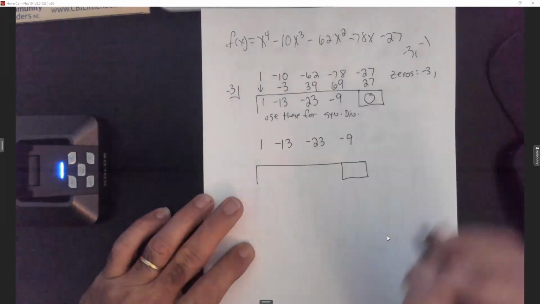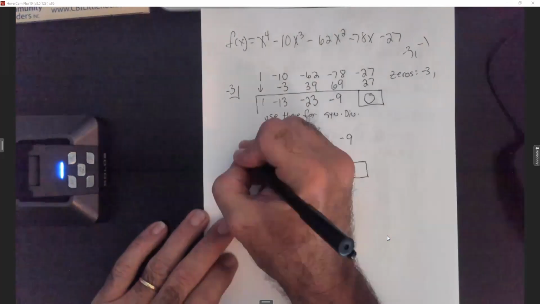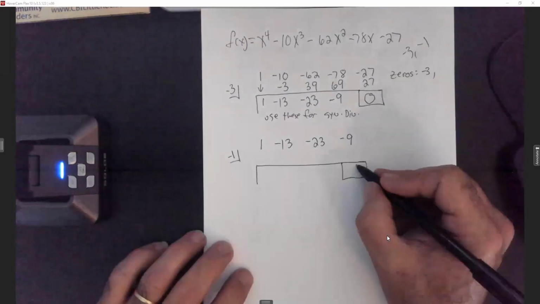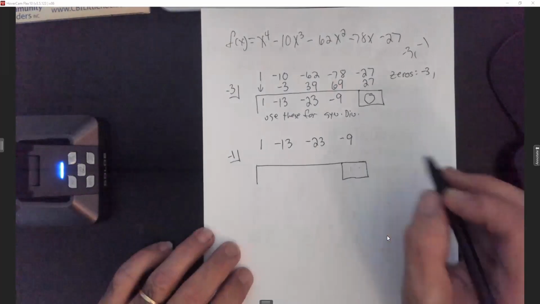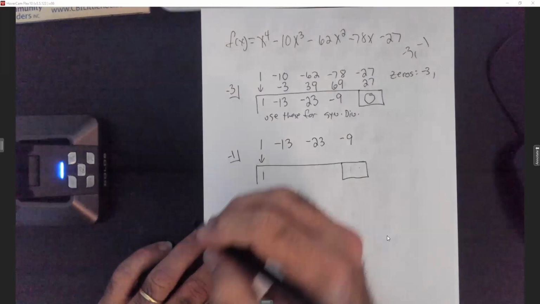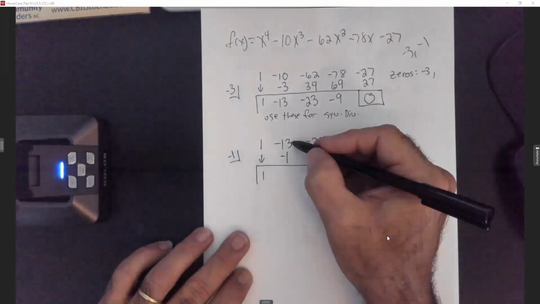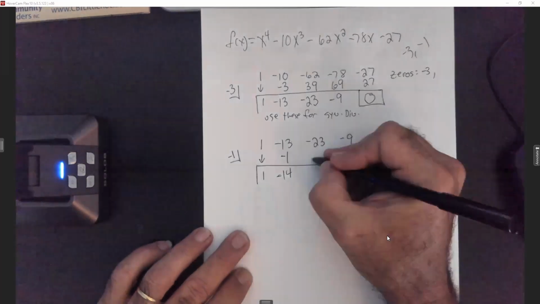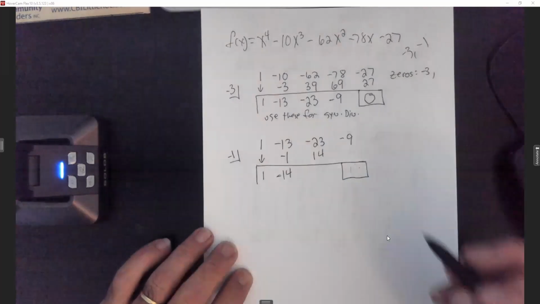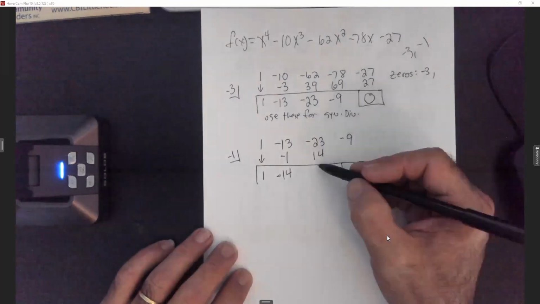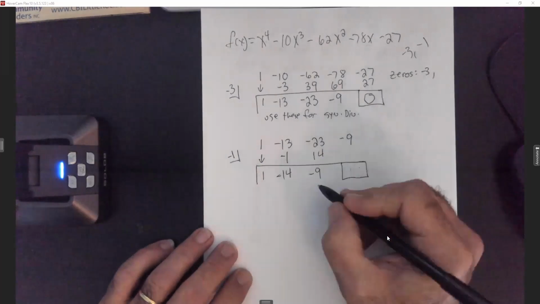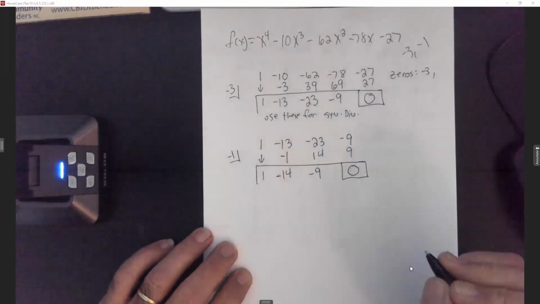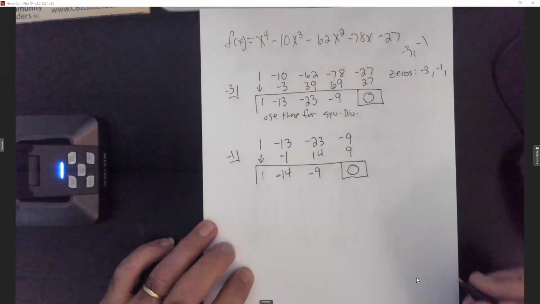And remember, I also knew that -1 was where that crossed that x-axis. So I'm going to use -1 next. We should get a 0 here. So here we go. 1 down. 1 times -1 is -1. Plus -13 is -14. Times -1 makes that a positive 14. Well, what are we getting? -23 and 14 is like a -9. And then -9 times -1 is positive 9. And there's my 0 remainder. So I have confirmed that -1 is a 0.